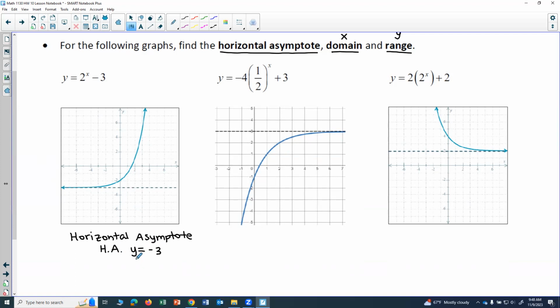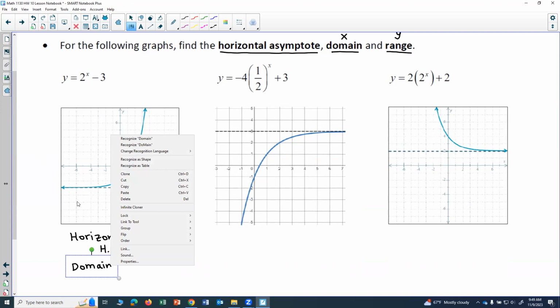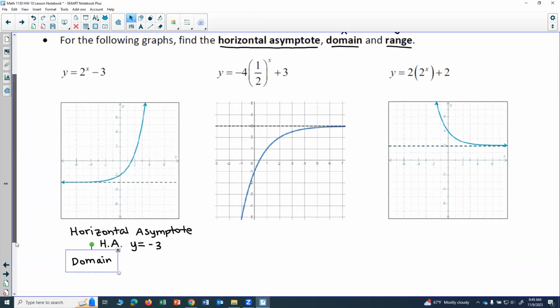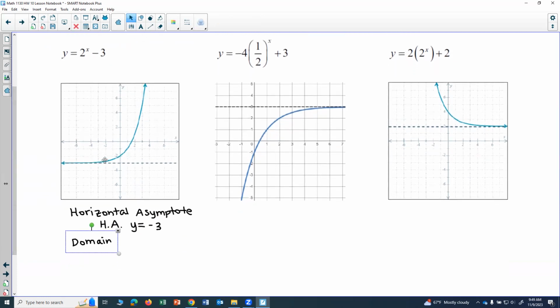Now I want the domain and the range. So the domain is all the x values. If I look at my graph, it looks like I can plug in any x value there and still have a valid output on my graph. So my domain is going to be all real numbers, which I would show in interval notation as -infinity to infinity. So my domain is -infinity to +infinity. That's all real x values, all real numbers.